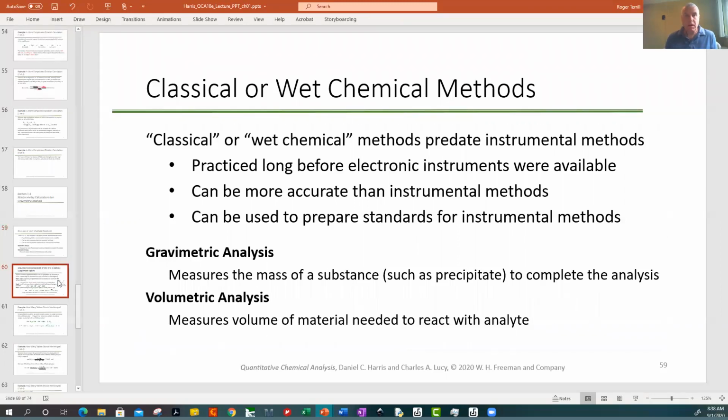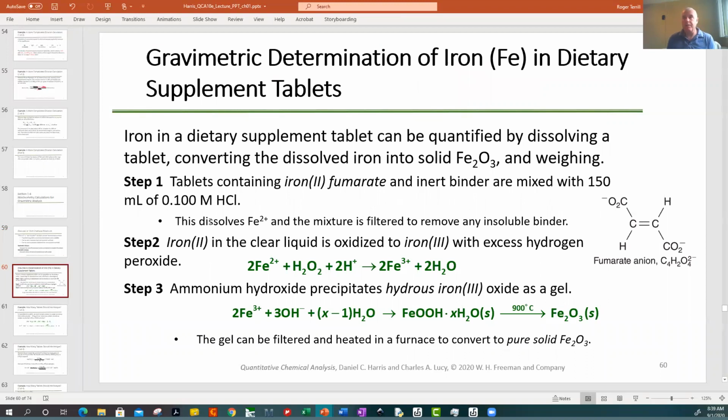So to take an example of this, you could determine the iron content of a vitamin tablet by basically first you dissolve it and you filter it, and then you react the iron with peroxide to make it into iron 3. This is just a quantitative reaction. This goes to completion, right? There's no equilibrium errors here. Because for one thing, you use an excess of H2O2, right? And that will create quantitatively iron 3 from iron 2, to maybe 99.99999%, right?